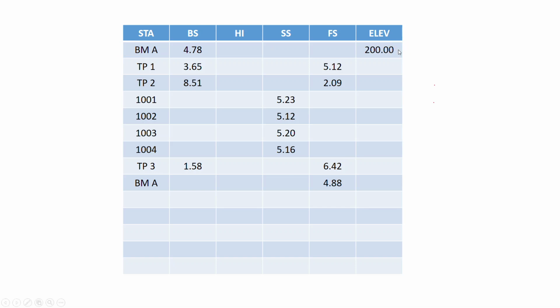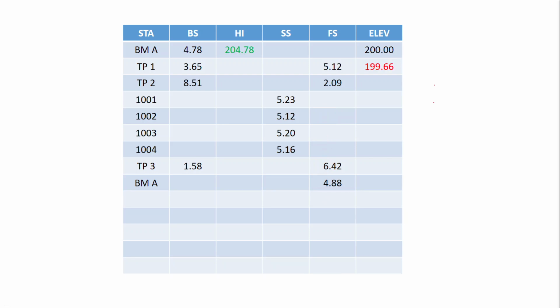We always have to start from a known benchmark, and what makes it a benchmark is that it has a known elevation, either assumed or true with respect to some sort of recognized datum. Recall, we always add the numbers in our backsight column. We always subtract the numbers in our side shot or foresight column.